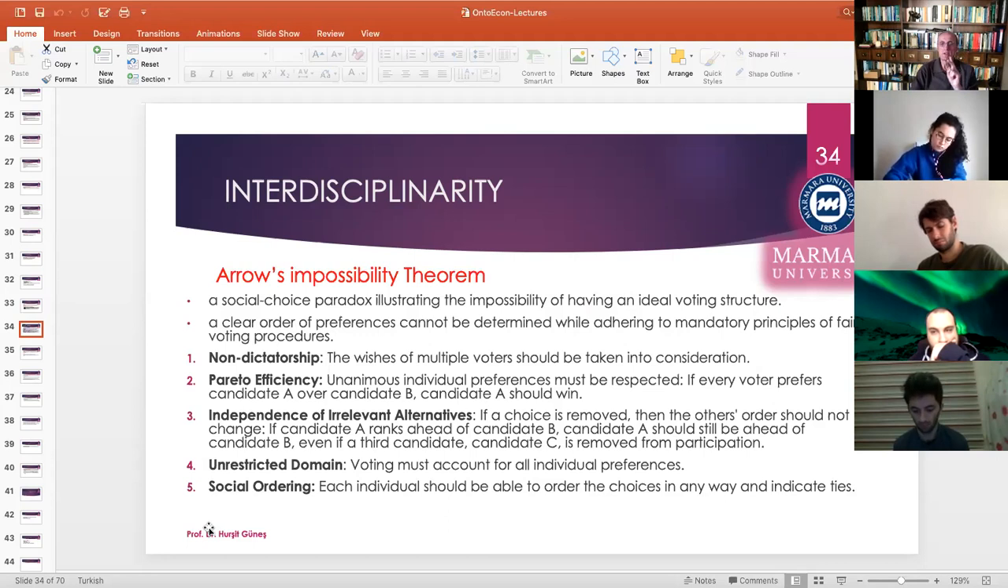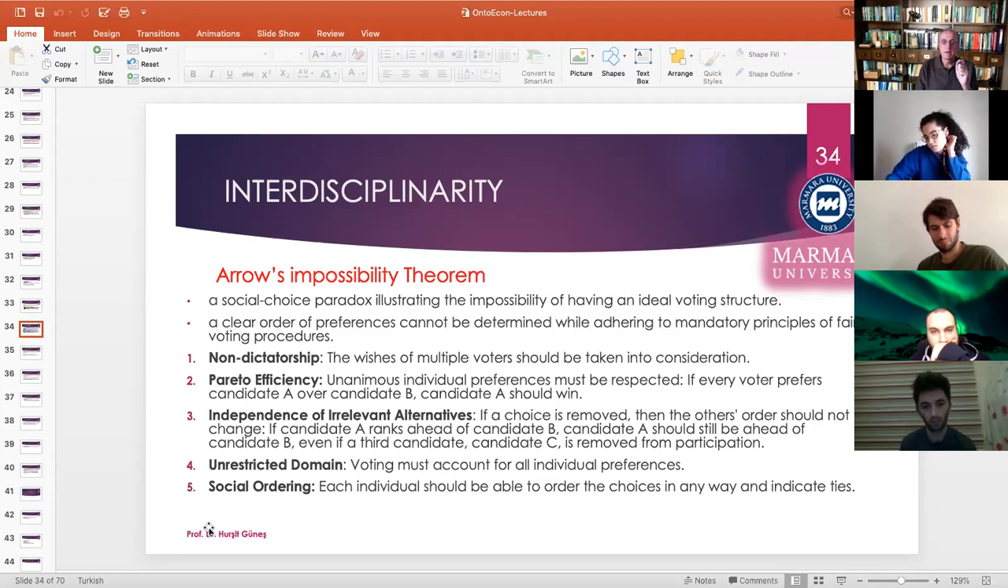The second one is Pareto efficiency. Unanimous individual preferences must be respected. If every voter prefers candidate A over B, candidate A should win. Simple. All voting should be respected, and if everybody is choosing A, then A should win. Let A win because that's the Pareto efficient result, because everybody prefers that. Unanimity is everybody's choice. Then if everybody chooses, that means that it's the best choice, the Pareto efficient choice.